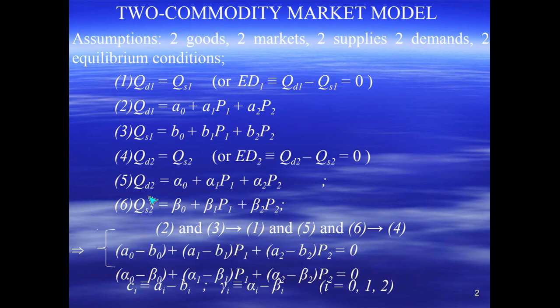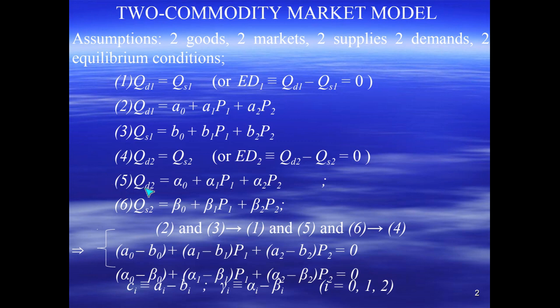And then we have two more behavioral equations, the demand equation and the supply equation for the second good, second market. The demand equation is QD2 equals alpha 0 plus alpha 1 P1 plus alpha 2 P2. QS2 is beta 0 plus beta 1 P1 plus beta 2 P2. So you see they are symmetrical. And both prices exist in all these demand and supply equations.